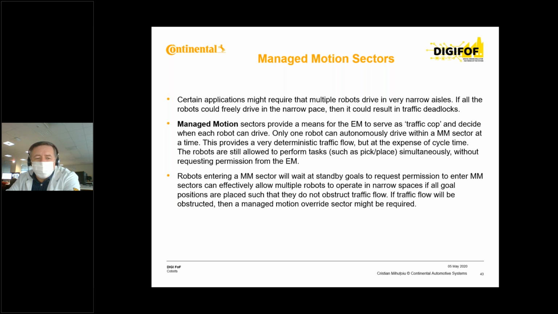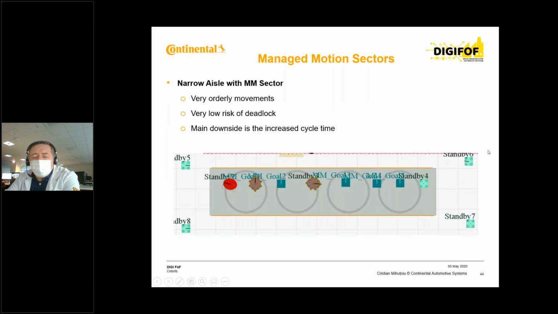This means managed motion. It is very important when you have double-way alleys with robots, or you have robots coming from different directions in the same area. You will need to have managed motion sectors defined and to specify the rules very clearly. We will not go into details.